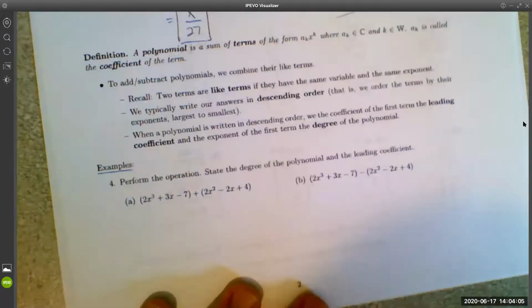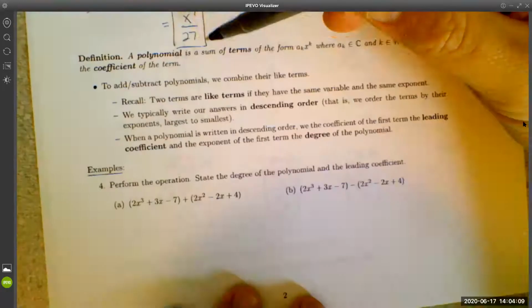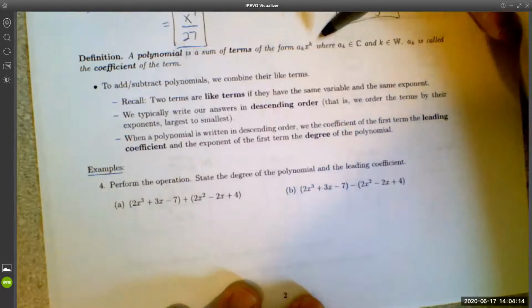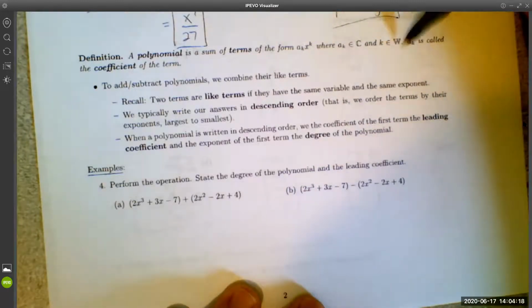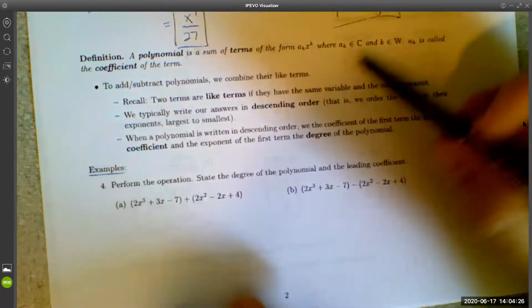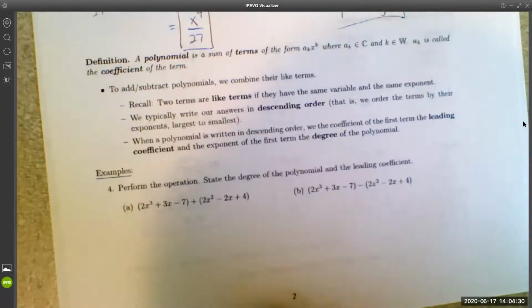So now we can talk about polynomials, okay? So a polynomial is a sum of terms of the form ak x to the k, where ak is a complex number and k is a whole number. So 0 or a positive whole number, right? 0, 1, 2, 3, whatever. ak, right? ak is called the coefficient of the term.